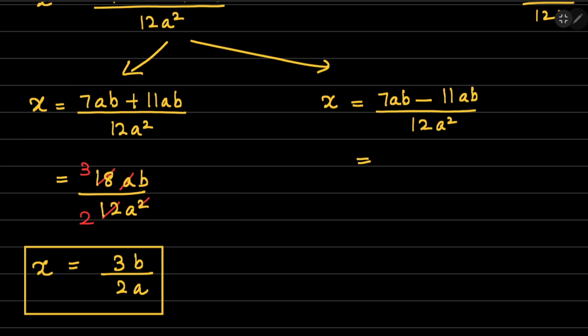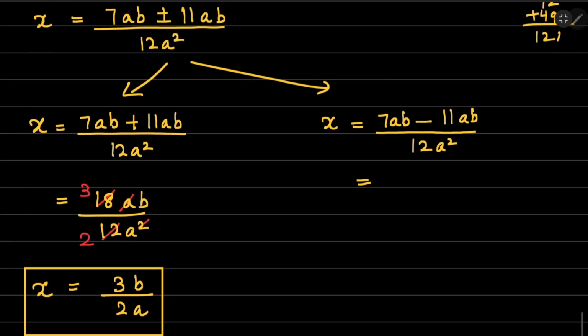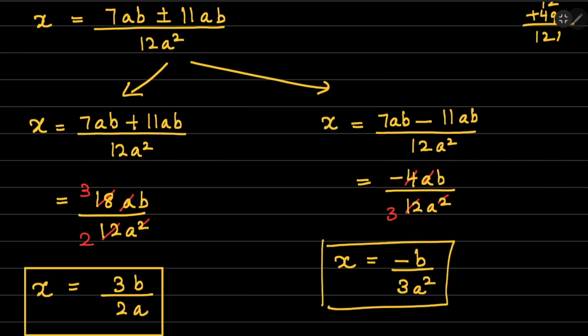Let's solve the other root as well. So 7ab minus 7 minus 11. It is minus 4ab divided by 12a square. So let's cancel. So 4 3s are 12. Again a and a will get cancelled. What remains is nothing but minus b divided by 3a square. This is the other value of your x.